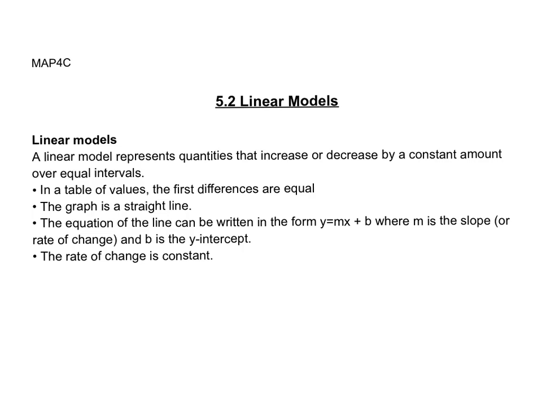So we're looking at linear models, and remember that a linear model represents any quantity that increases or decreases by a constant amount over equal intervals. So in your table of values, you would look at the rise versus the run, or the x changing in relation to the y changing, and those first differences will always be equal. Your graph is a straight line. The equation of the line can be represented by y equals mx plus b, where m is the slope and b is the y-intercept. There is a constant rate of change. Your slope is never changing. These are all the ways that you can tell that you have a linear model.